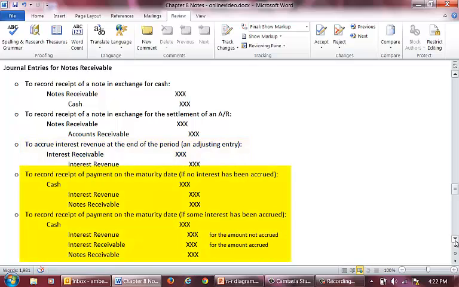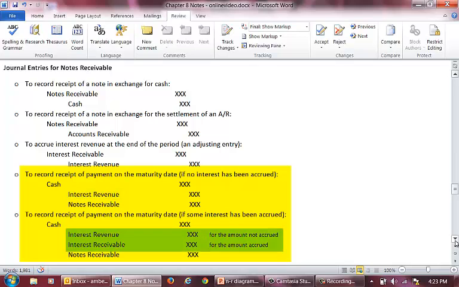When we receive payment on the maturity date, we would debit cash for the total cash received, and we would credit notes receivable for the principal of the note. If we have not accrued any interest revenue, meaning the note matured before the period end, we would credit interest revenue for the total interest earned on the note.